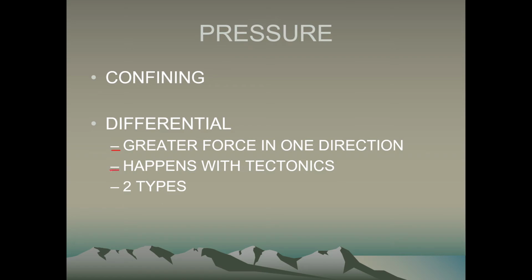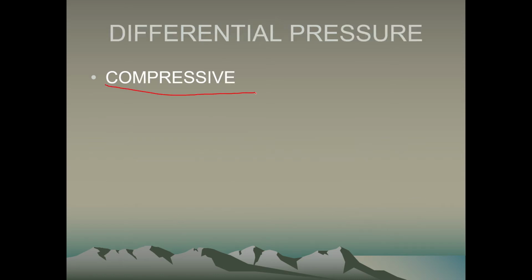This happens with plate tectonics, right? We'll have two tectonic plates, and they will be moving towards each other, and that provides a lot of differential stress. And so the stuff that's in the middle ends up getting squished. And we have two types of differential pressure. There's just good old compressive, where one thing pushes that way, the other thing pushes that way.